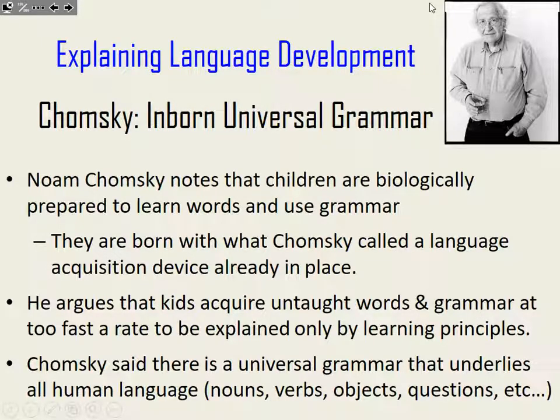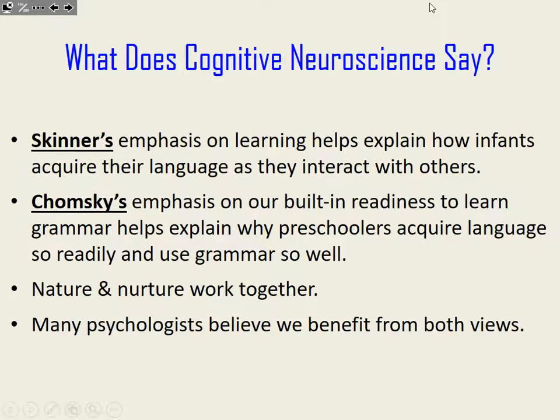There are these different things that underlie all human language, like nouns, verbs, and questions. So he believes in a universal grammar, which helps explain why we pick up language so quickly. There's a bunch of other evidence for this as well, but here's the basic idea. Cognitive neuroscience essentially says we'll embrace this in a complementary way. It's not going to be binary. It's not going to be all one or all the other.